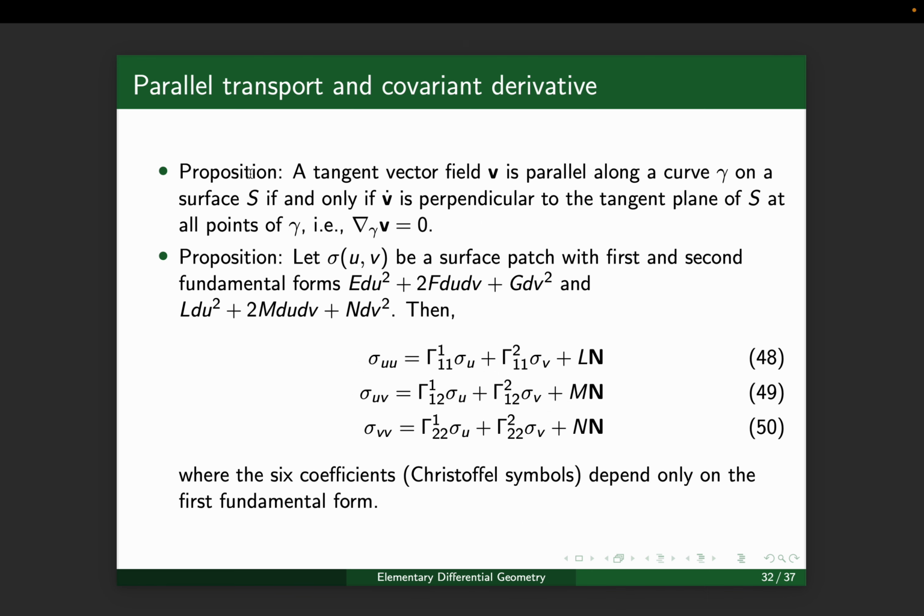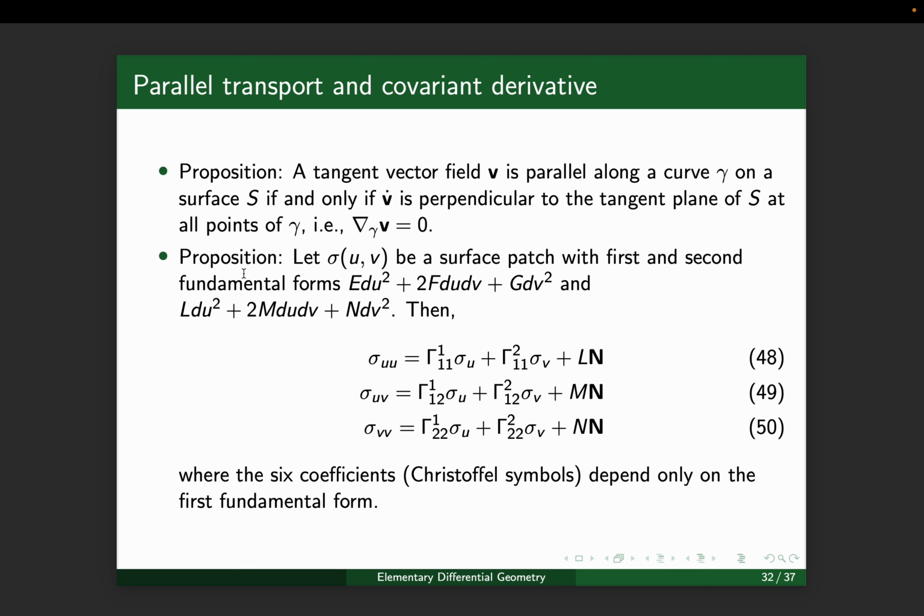So there is a proposition to prove: a tangent vector field V is parallel along a curve gamma on the surface S if and only if the covariant derivative of V is 0. That means the V dot has only a component along the standard unit normal. It does not have any other component along the curve gamma. Then we call this vector field V parallel to the curve gamma.